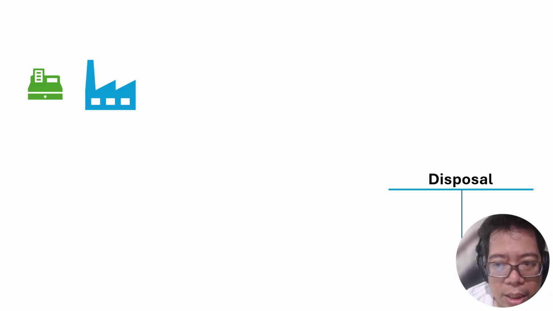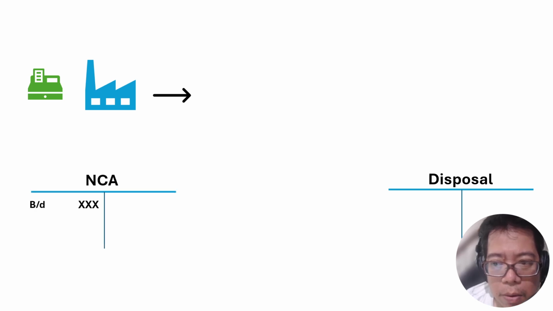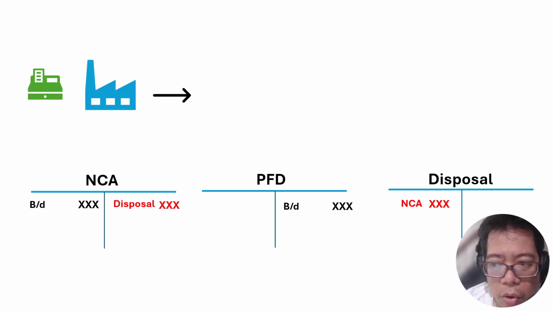To record the sale correctly, we must remove the asset from our books. We do this by transferring the original cost of the asset from the non-current asset account into a new temporary account called the disposal account. This brings the balance of the non-current asset account to zero. But we aren't finished yet.